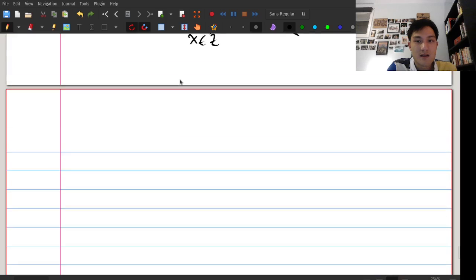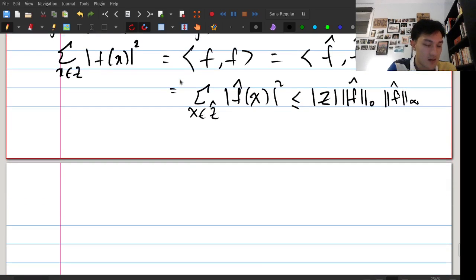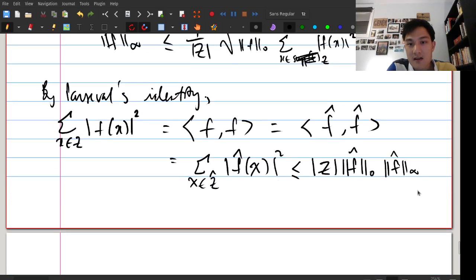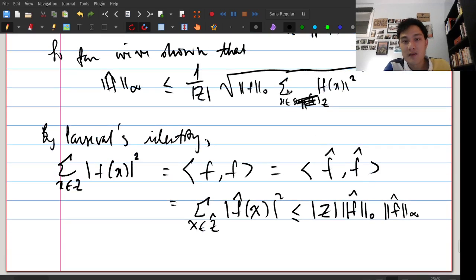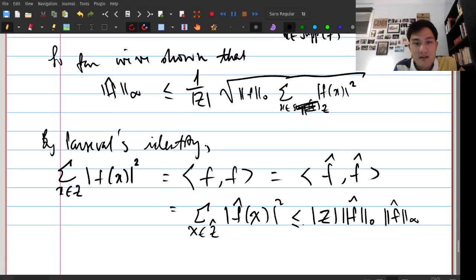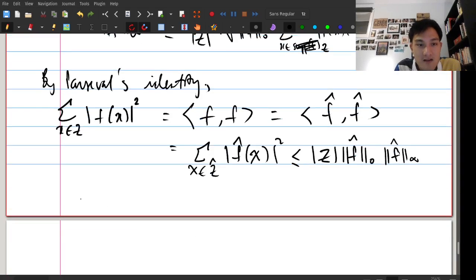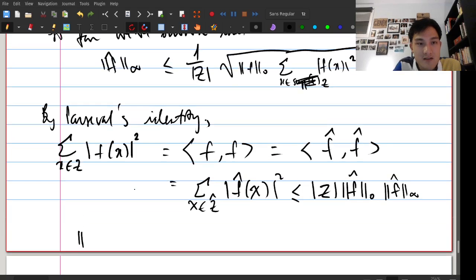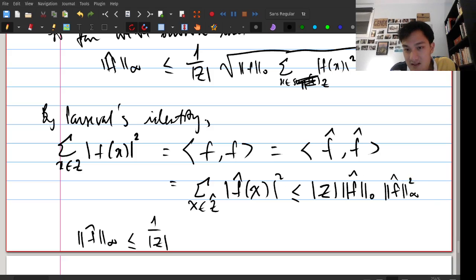Now let's plug this in up here. The L infinity norm of f hat is less than or equal to 1 over |Z|. Sorry, was there a squared here? Yes, there's a squared. So this is the size of the support, and this is how big the thing could actually be.